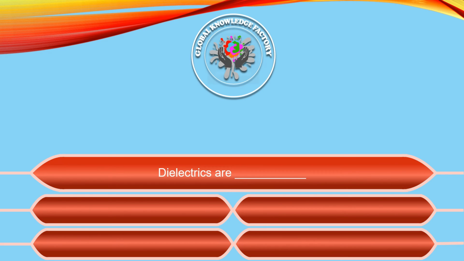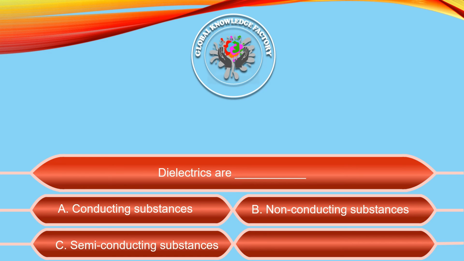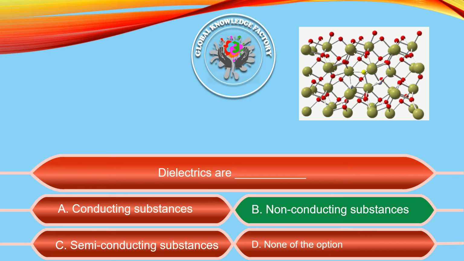Dielectrics are: A. Conducting substances, B. Non-conducting substances, C. Semi-conducting substances, D. None of the options. Answer is B. Non-conducting substances.